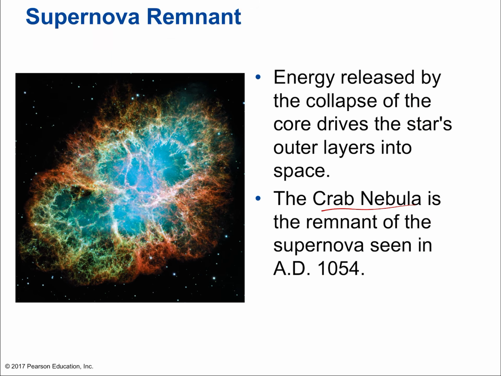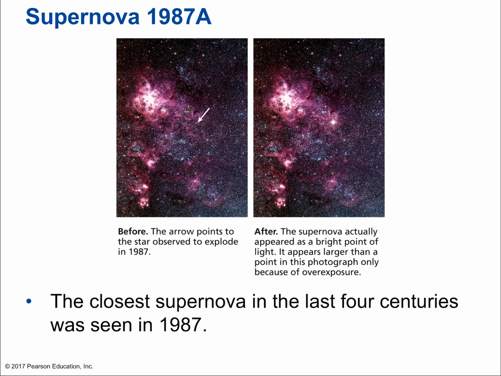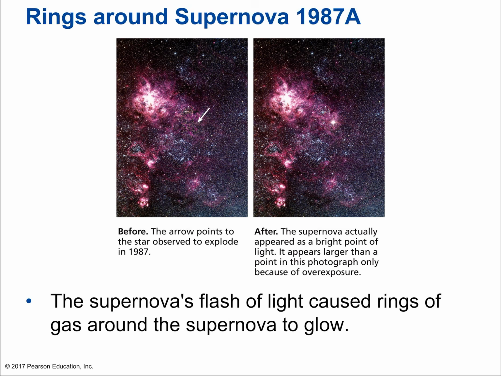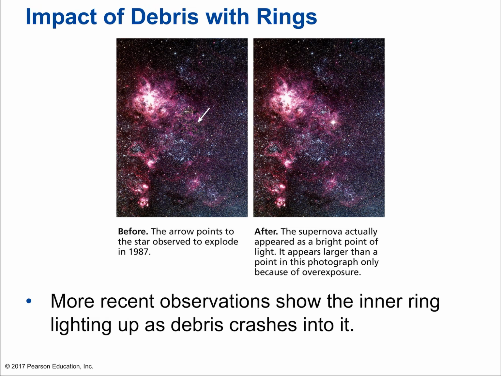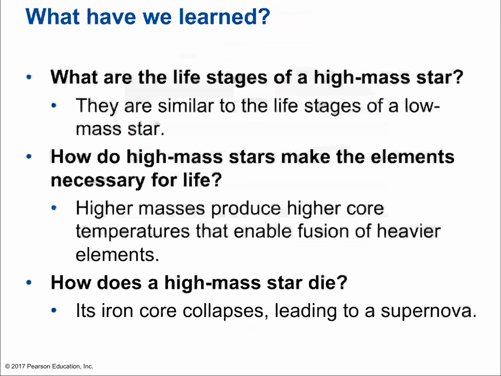And they're characteristic because they have a rapidly accelerating outer edge, and they leave a particularly low density bubble inside. And it turns out that research in the last 10 years has shown that Earth currently is passing through the bubble of a supernova remnant that occurred about 200,000 years ago. Not that long ago, right? All right, so the closest supernova in the last 4 centuries was seen in 1987. All right, and we can see how bright it is. The supernova's flash of light caused rings of gas around the supernova to glow. And more recent observations show that the inner ring is lighting up debris that crashes into it.